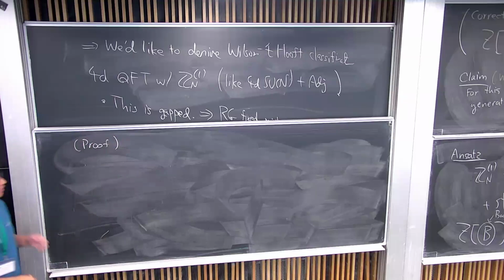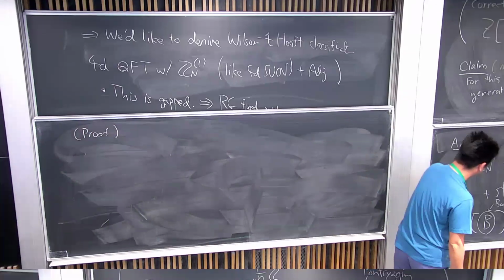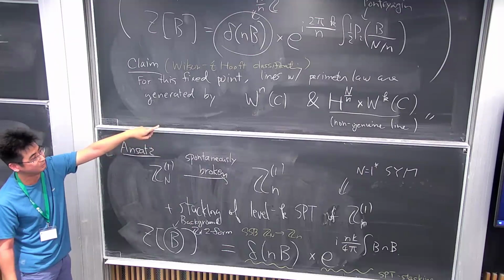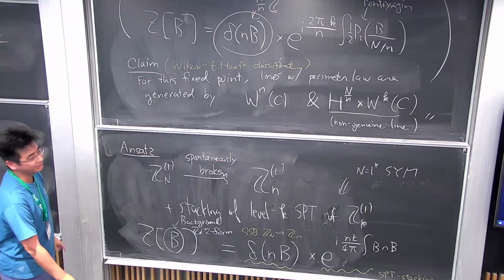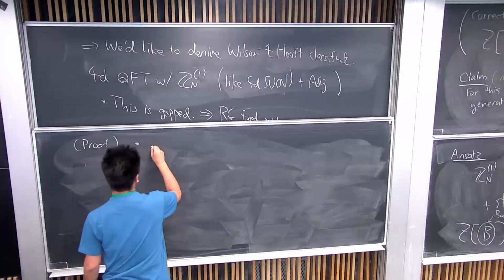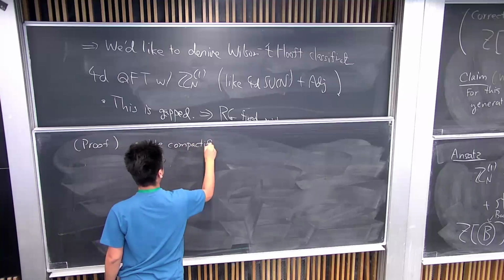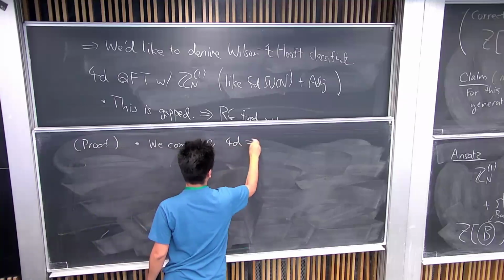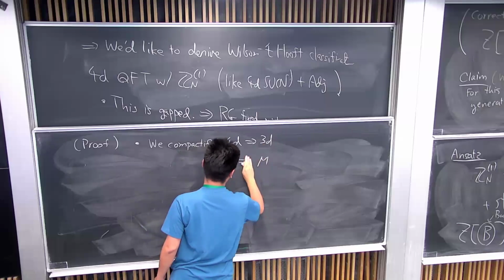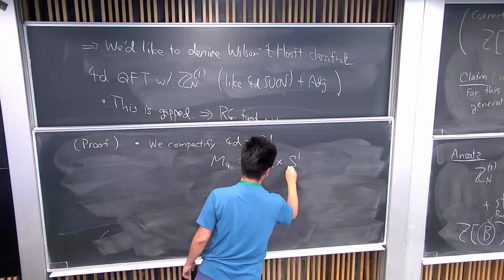And let me go to the proof. So basically, we are going to show that for this partition function, we would try to read off which line operator obeys perimeter law. And the idea is, we compactify 4D to 3D by considering M4, as a choice of four-dimensional space-time manifold, to be M3 times S1 with fixed length.